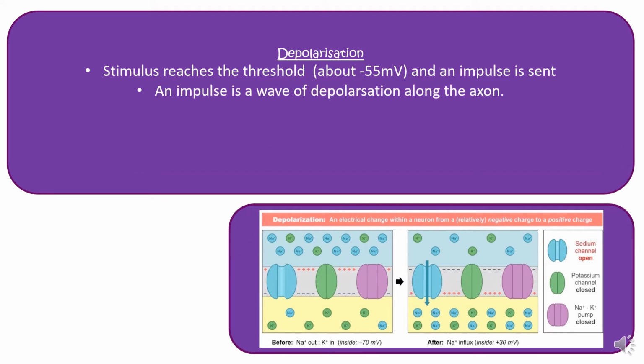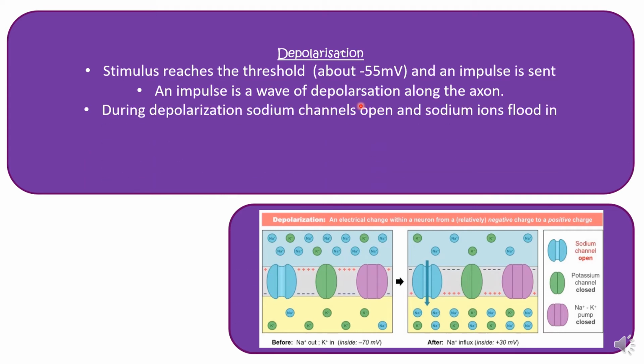An impulse is just a wave of depolarization along the axon, so it's like a Mexican wave of depolarization. There should be an I in there. Apologies. During depolarization, the sodium channels open and sodium ions flood in. You get a mark in the exam for saying sodium channels open. You usually get another mark in the exam for saying sodium ions flood into the axon.